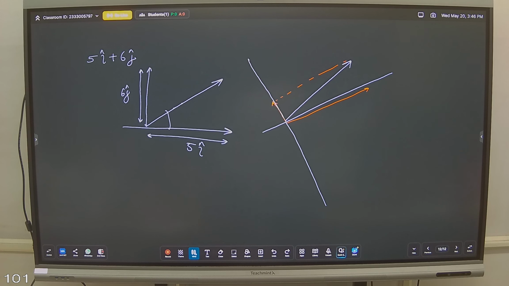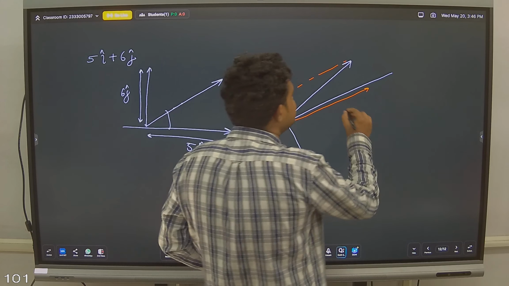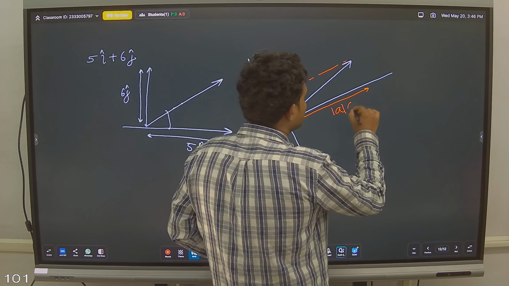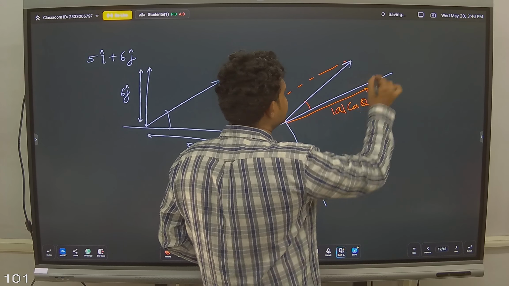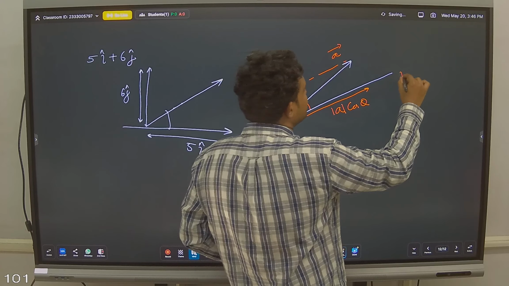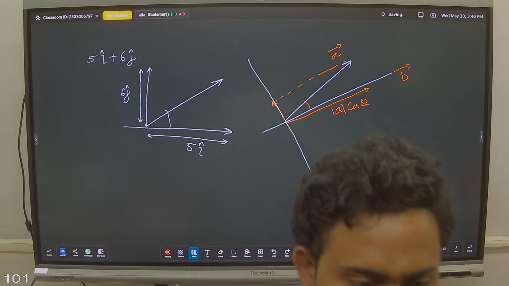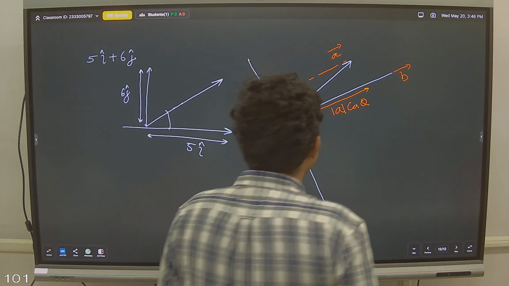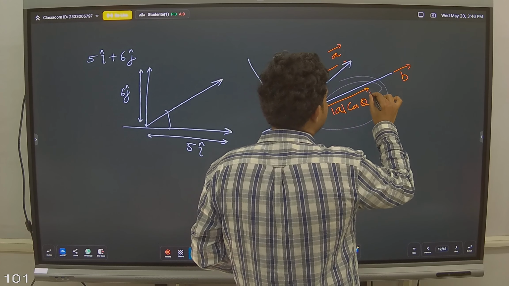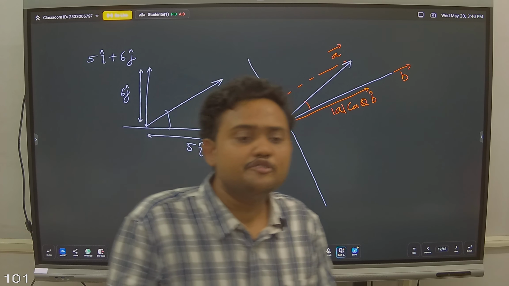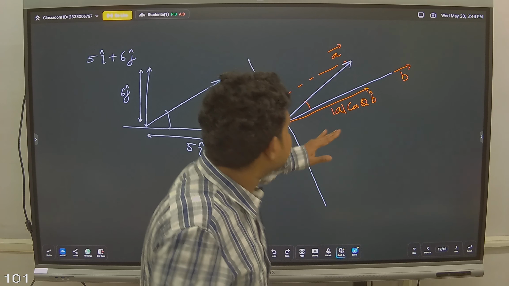Not their magnitudes. In order to find this vector here, we are going to call this mod A cos theta, where this is theta, and if this direction is given to you by B vector, then what is the direction actually? It's B cap, right? So this vector here is going to be mod A cos theta B cap. How do you find that particular vector in that direction? How do you find the component vector here?